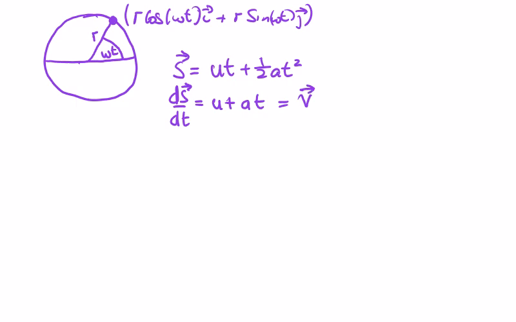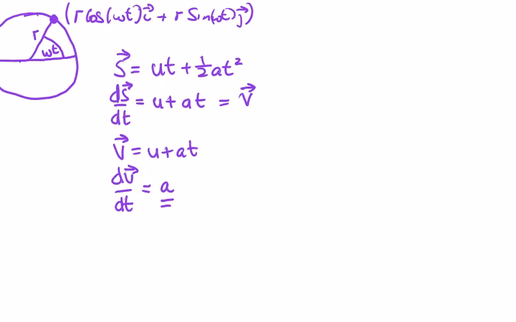And if I have my velocity vector equal to u plus at, and I differentiate velocity with respect to time, you guys know this already, you're just going to get your acceleration. So that's what we have to do on this question. We have to take our displacement vector, which is r cos wt in the i direction plus r sine wt in the j direction. That's s.